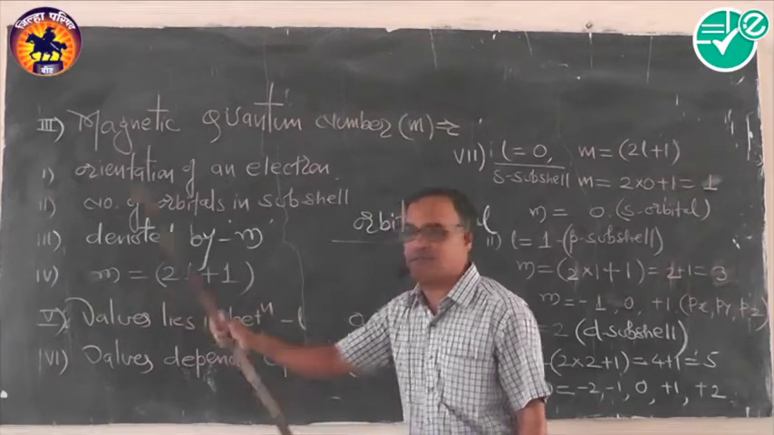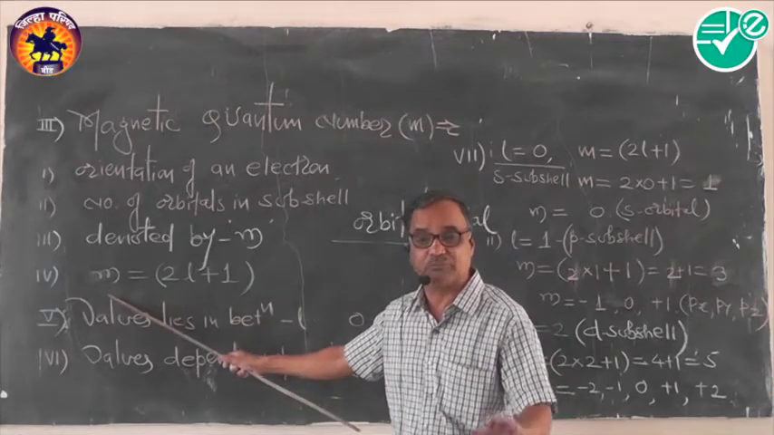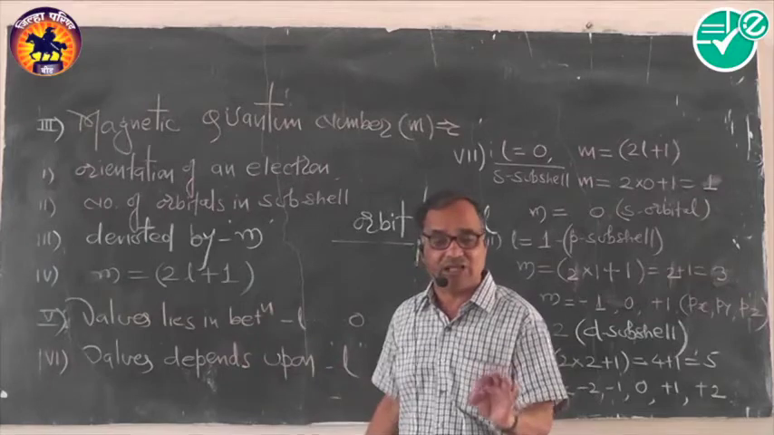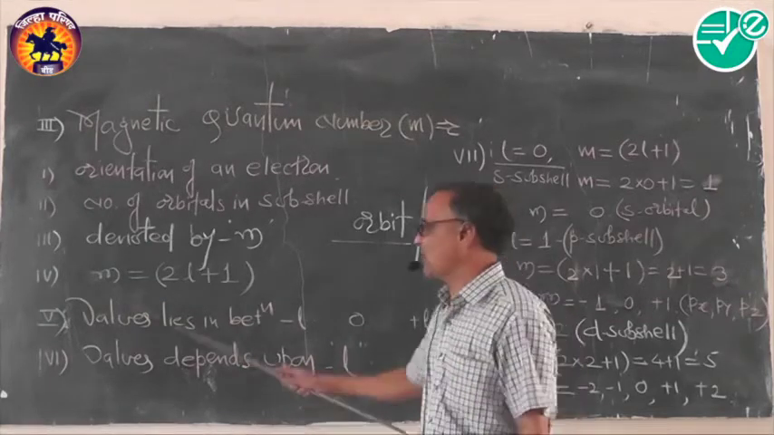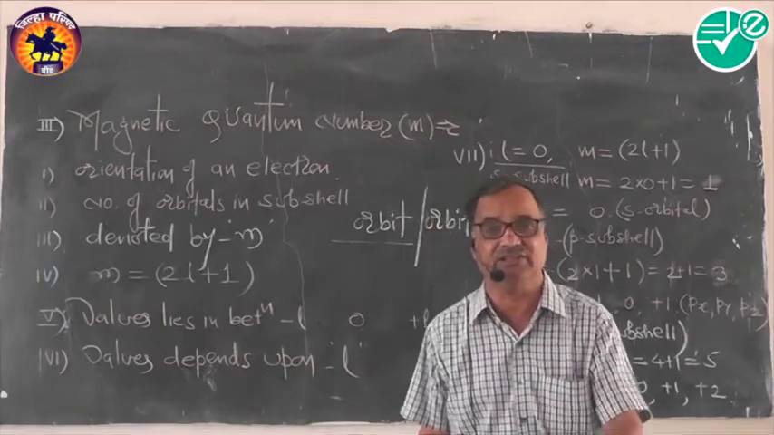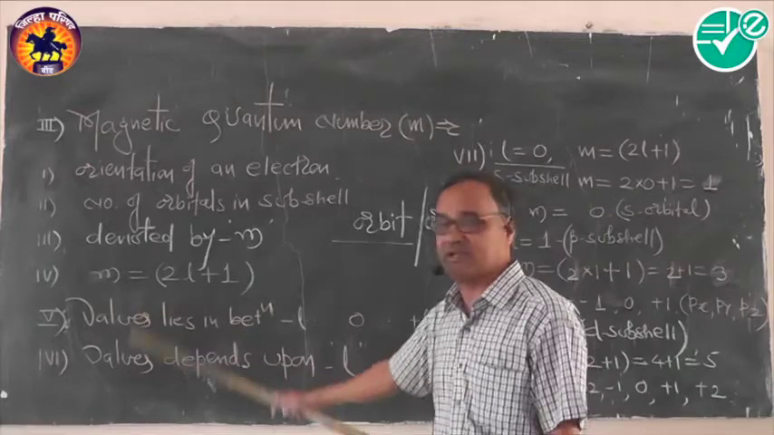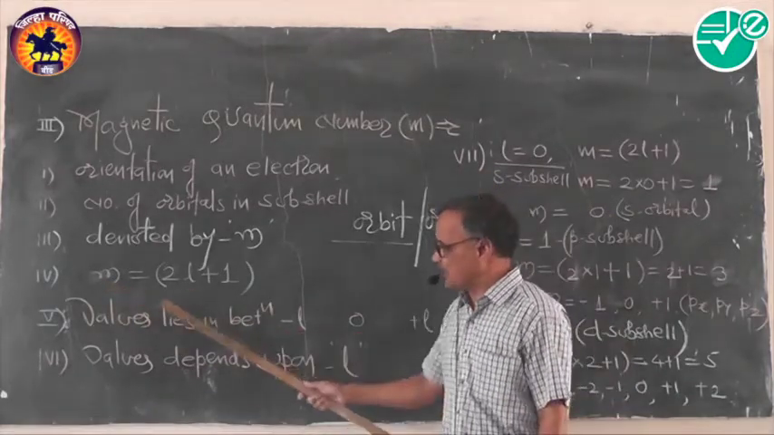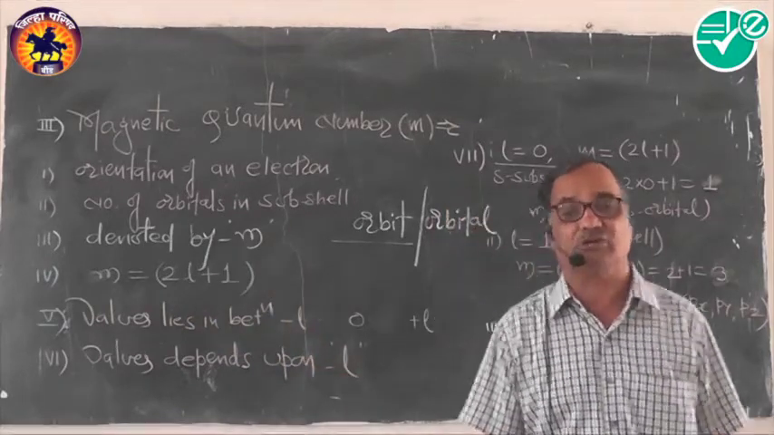Whatever the value of m, m gives the number of orbitals present in the subshell, that is, the sub-energy level. That is called m. So m is equal to 2l plus 1, where l stands for the value of azimuthal quantum number.